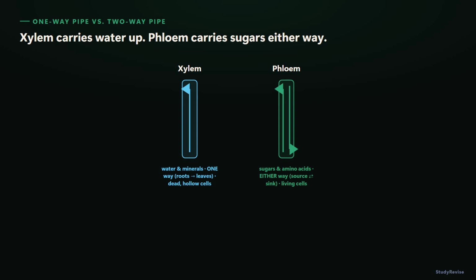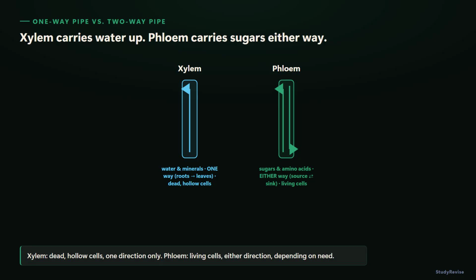Phloem is almost the opposite in every way. It carries dissolved sugars and amino acids. It can move in either direction depending on what the plant needs at that moment, and it's built from living cells. One-way water pipe, 2-way food pipe. That contrast is the fastest way to keep them apart.